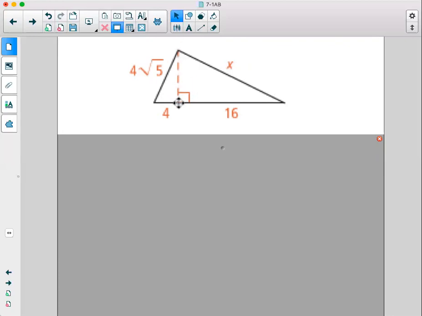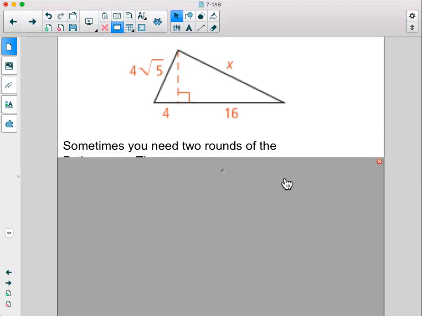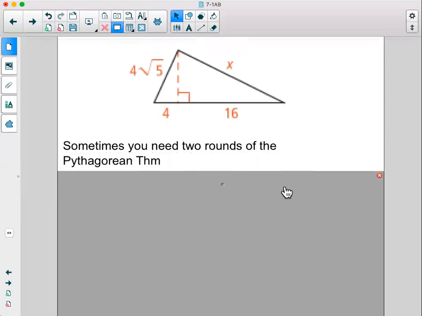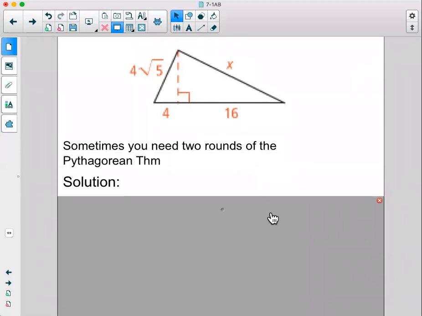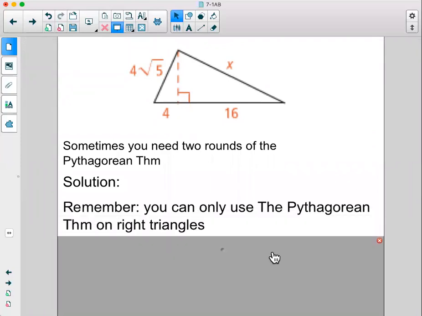But how could we figure out this altitude here of this triangle? Well, we could go into the triangle on the left first, because we do know 2 out of 3 pieces there. Then once we had that information, we could hop inside the triangle on the right. So let me repeat that a little slowly. Sometimes you need to do 2 rounds of the Pythagorean theorem. So you can only use the Pythagorean theorem on right triangles.